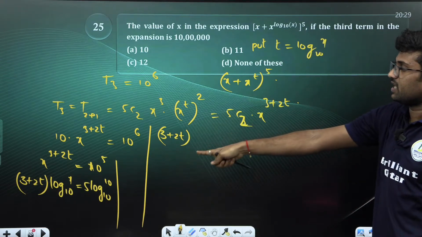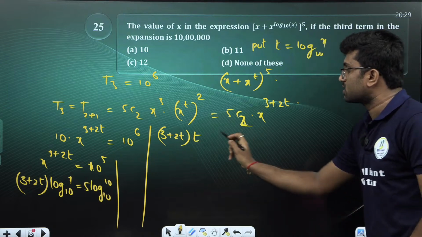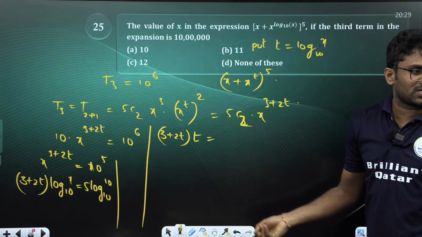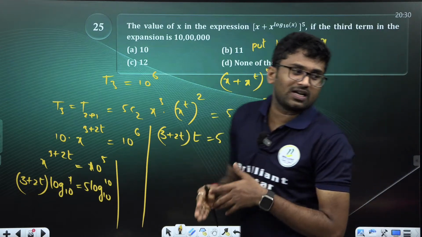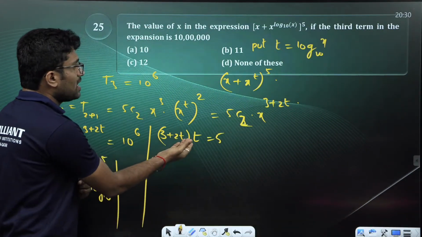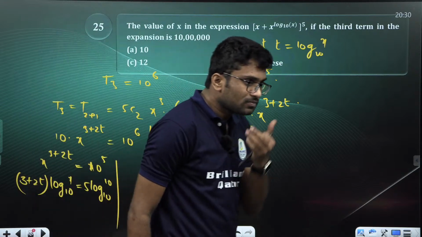Log x to the base 10 is anyhow what I have taken already as t. So 3 plus 2t into t equals 5 times log 10 to the base 10, which is nothing but 5 again. So this is clearly a quadratic equation in terms of t. From here we can solve what is t and get the value of x.